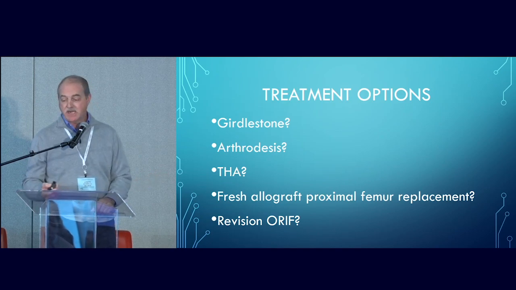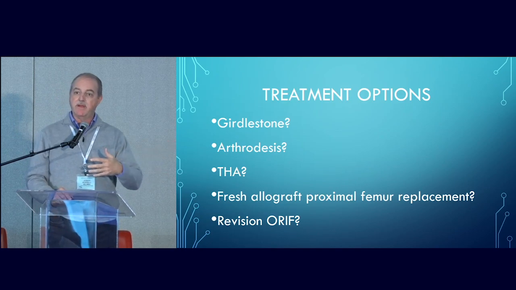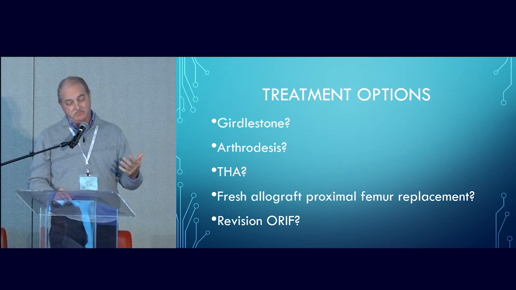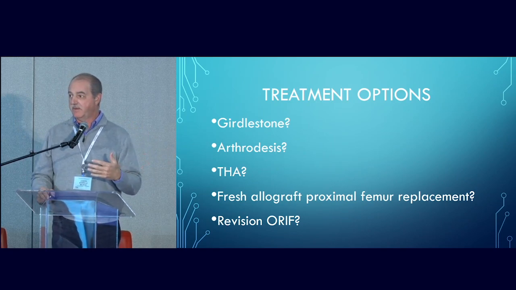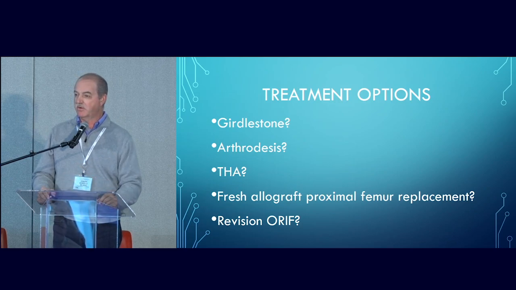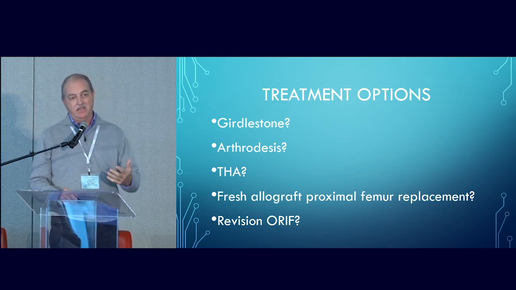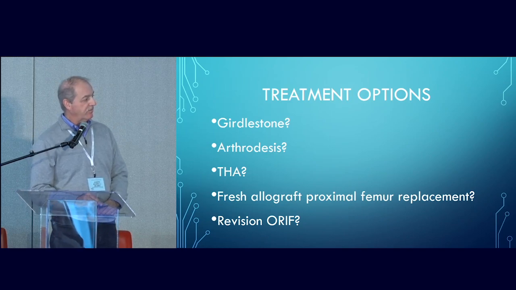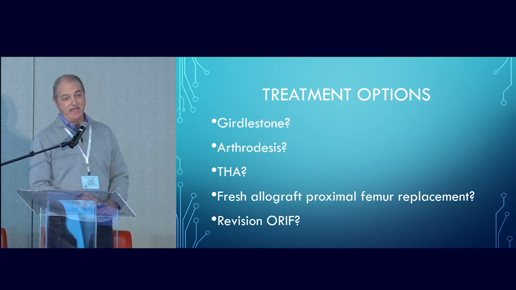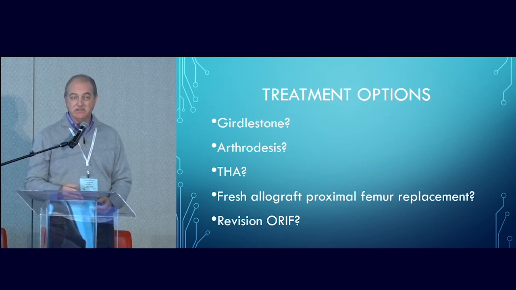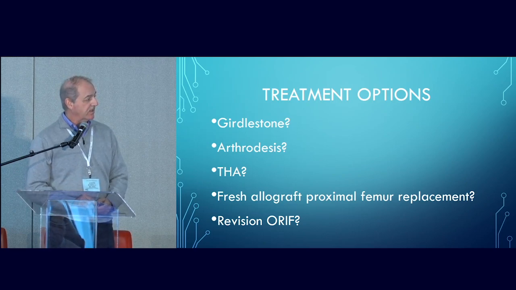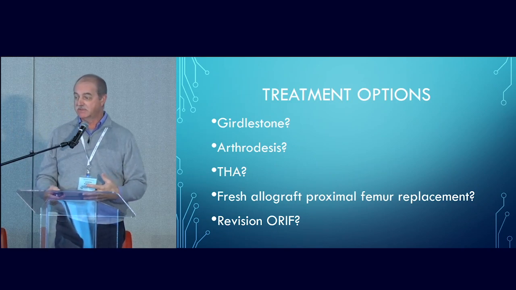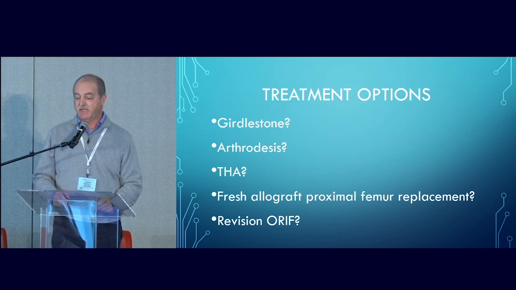Total hip replacement, not a bad option in this guy. Just remove that proximal femur, forget about the non-union. It's a little bit of a struggle or moderate struggle to get a femoral component in the proximal femur where there's been a previous osteotomy, but it can be done. Fresh allograft, proximal femoral replacement. I haven't done that in the past. I've replaced half of a tibial plateau with an allograft. That worked out well. I don't know how well that's going to work out. And then a revision ORIF, perhaps with a valgus-producing osteotomy.